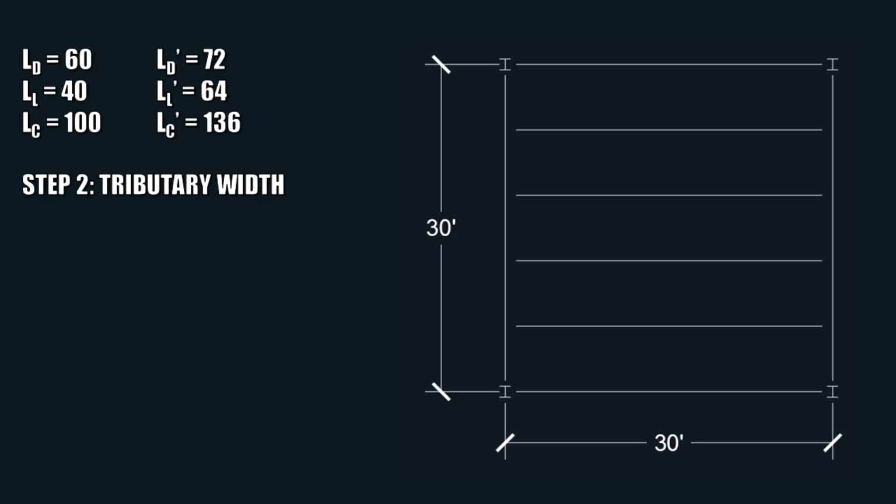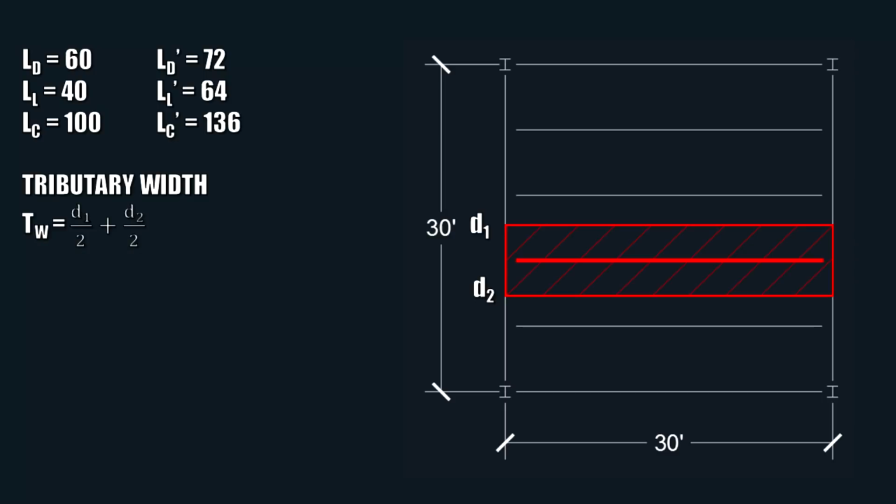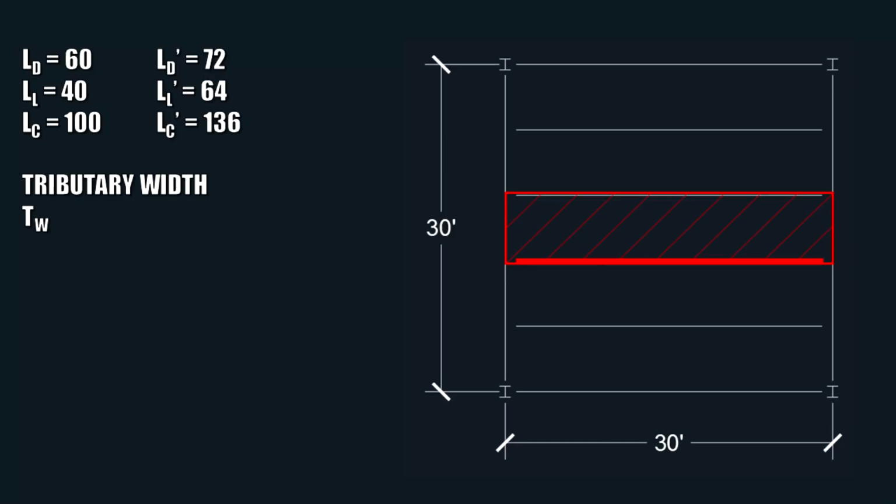Now we need to find the tributary width of our beams, which is defined as half of the distance from one beam to the next closest beam on both sides of the beam. Mathematically, this is also the same thing as the average of the two distances. So when the beams are evenly spaced, the tributary width is simply the same as the distance between the beams, which in this case would be 30 feet divided by 5 spaces, which equals 6 feet.